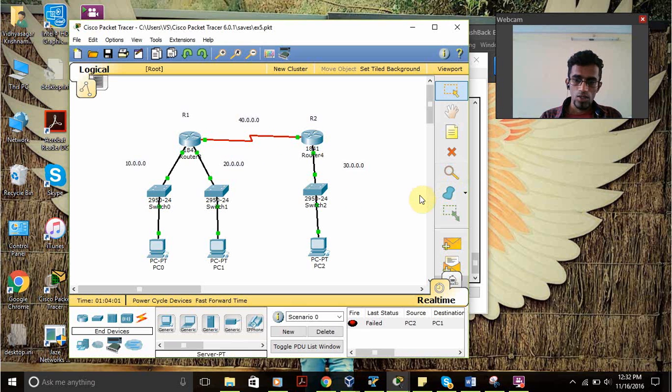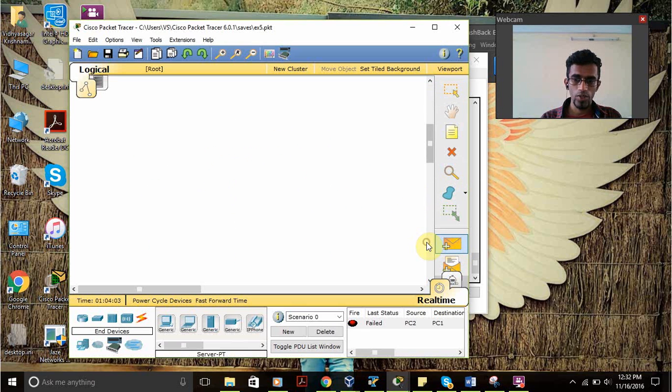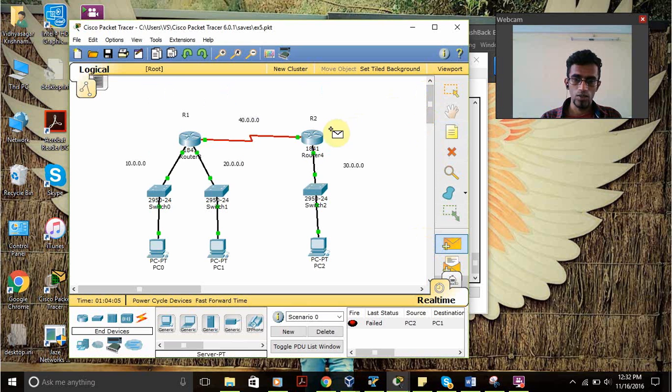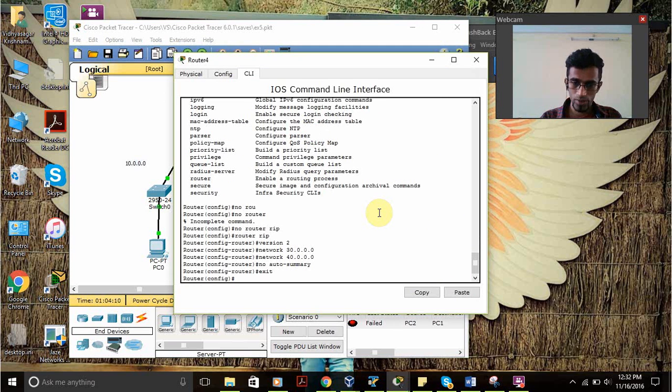So now let's try sending packets. So now that we have configured the RIP protocol in both the routers, let's just check out the routing table.